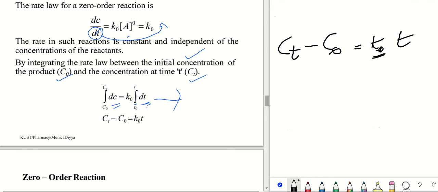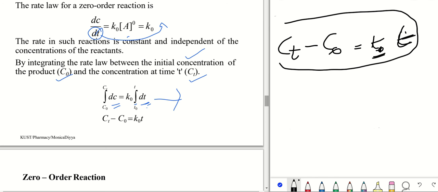And now here, why are we taking only T? Because at the initial time interval, of course, T naught would be 0. So it is only at the particular time interval where we are supposed to calculate the reaction rate. So our equation turns out to be Ct minus C naught is equal to K naught into T.